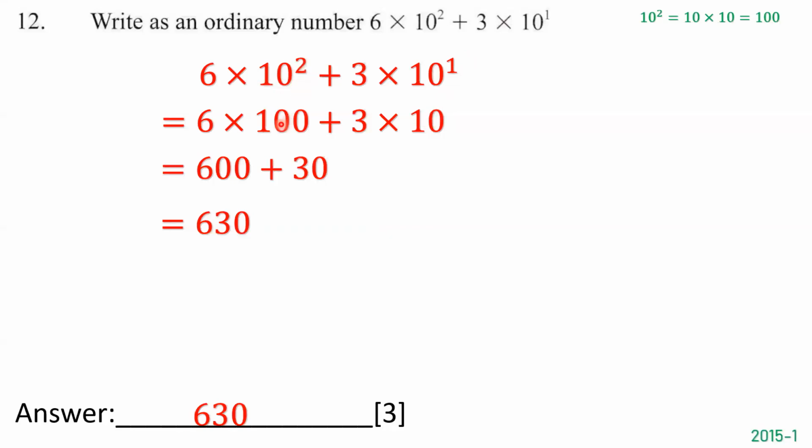10 squared, which is 100, and 10 to the power of 1, which is 10. Now we need to multiply because we have multiplication and addition. We always multiply before we add. So what is 6 times 100? Well, 6 times 100 is definitely 600. And 3 times 10 is 30. And so we have to add now. 600 plus 30 is definitely 630. And so our answer here is 630.